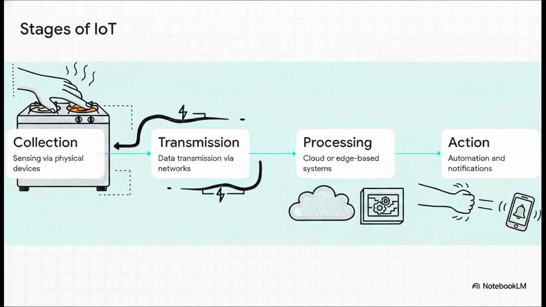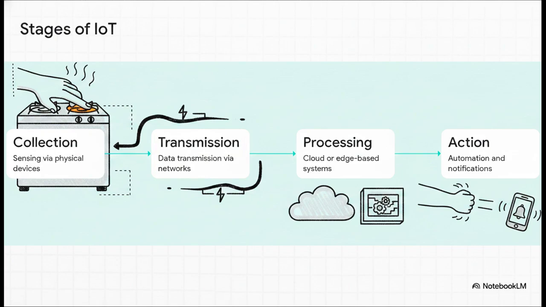Stage 2 is transmission, sending that signal through a network, kind of like your nervous system sending a panic signal up your arm. Stage 3 is processing. The cloud or edge computer thinks about the data, just like your brain registering, wow, that stove is hot. And finally, stage 4 is action, an automated response, like pulling your hand back or sending a critical alert to a human operator.